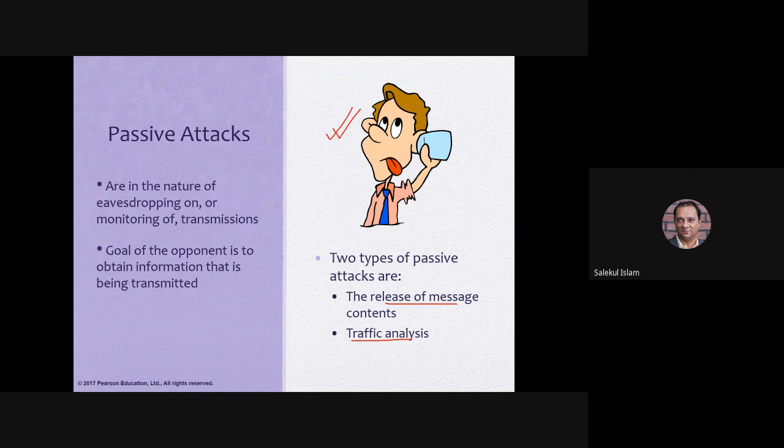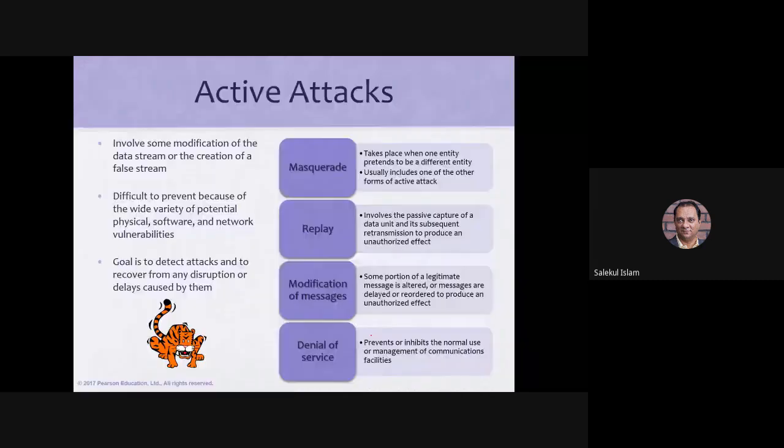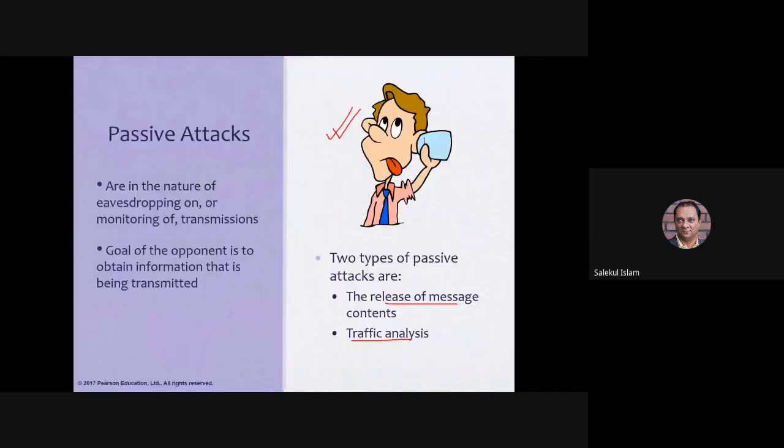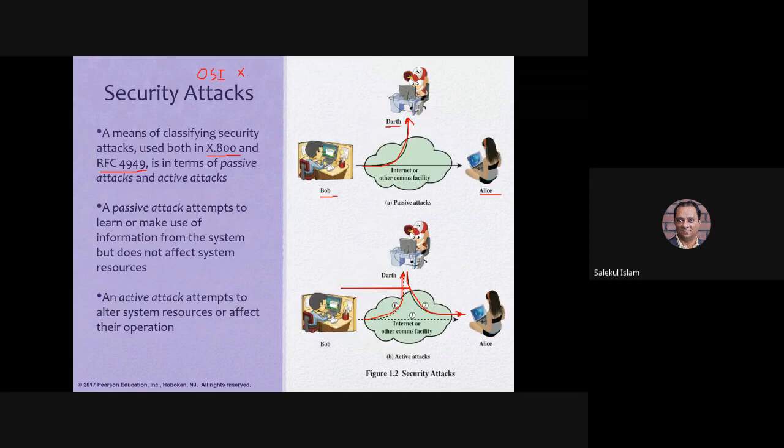The goal of the opponent, meaning the attacker, is to obtain information that is being transmitted. So the goal is to obtain some information that is being transmitted. There are two types. One is release of message content and another one is traffic analysis. So what is release of message content? If we come to this diagram, the first one, here.